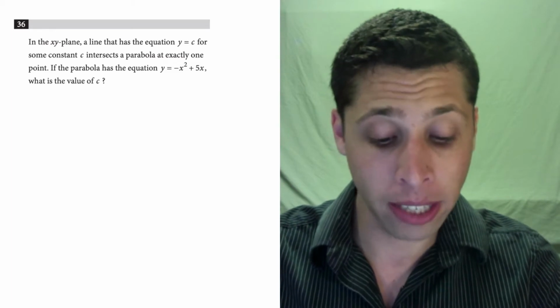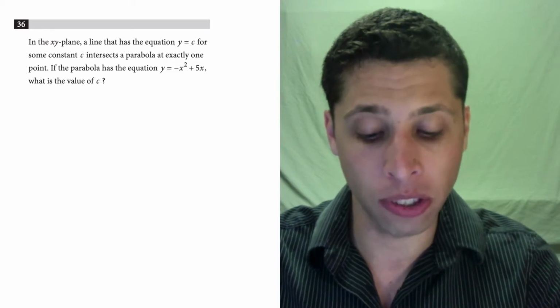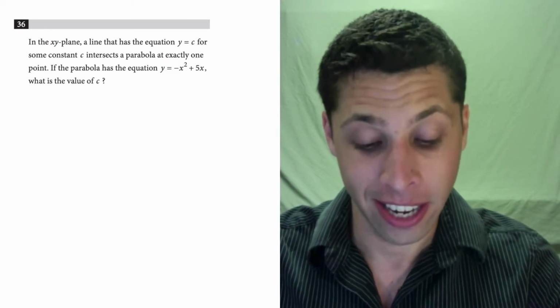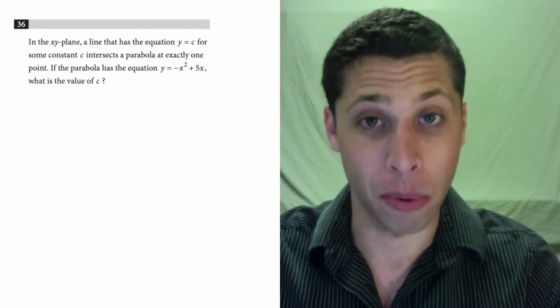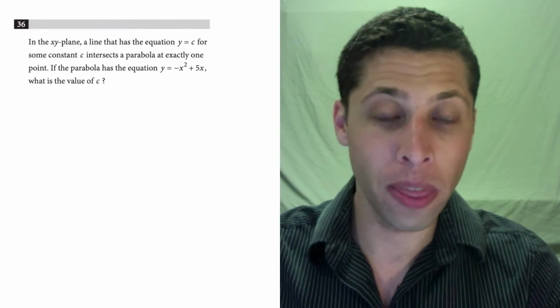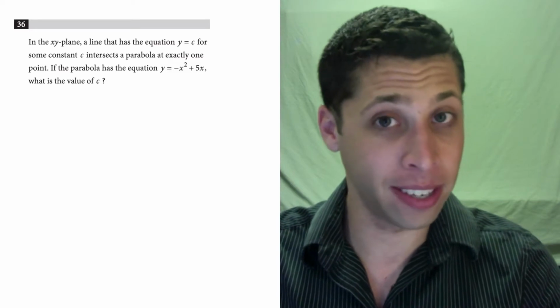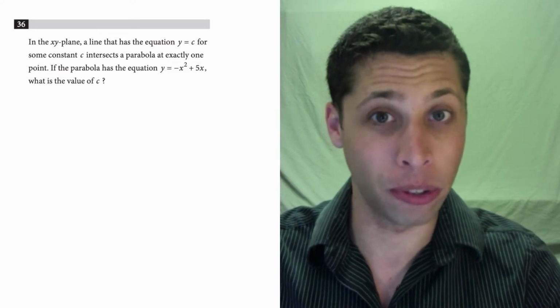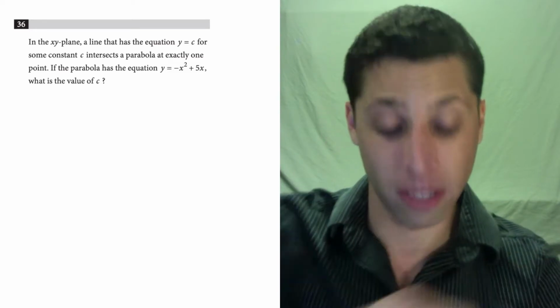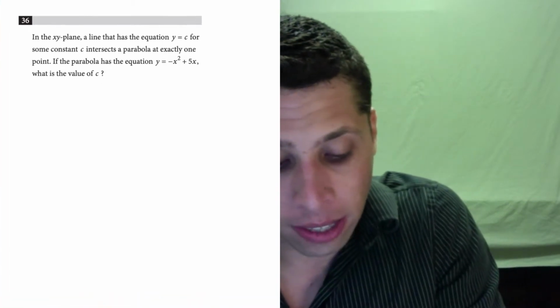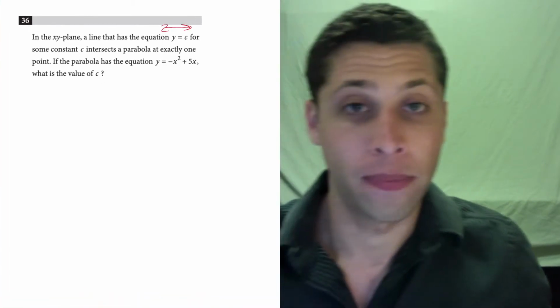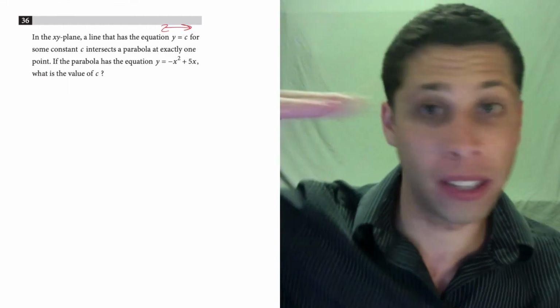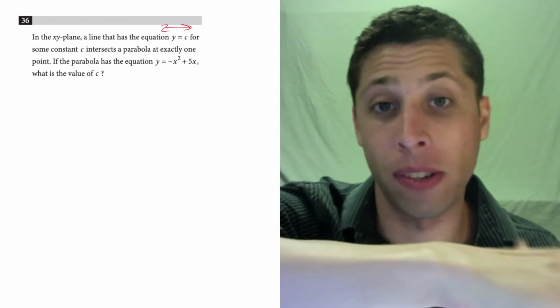In the xy plane, a line that has the equation y equals c for some constant c intersects a parabola at exactly one point. So the important thing to take away from that sentence is, what do they mean when they say y equals c? That's just a horizontal line. So it's a line that looks like this, right? It doesn't have a slope because it's flat. Its slope is 0.